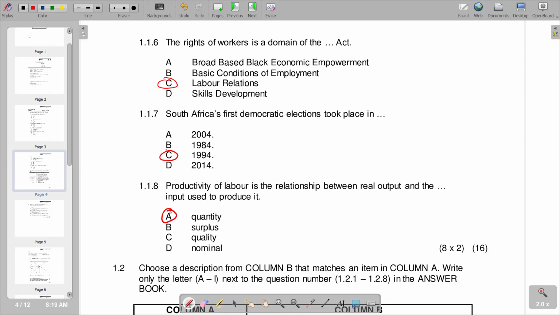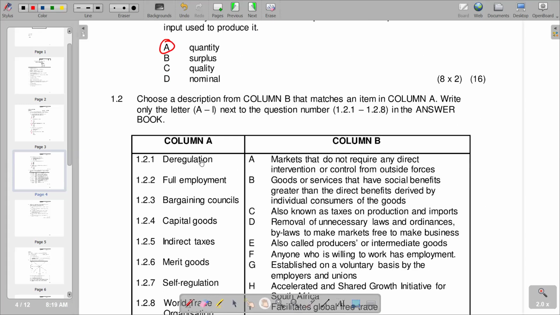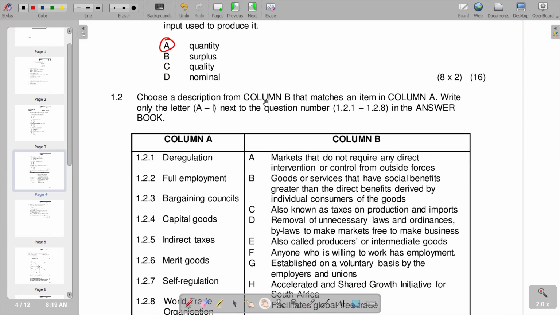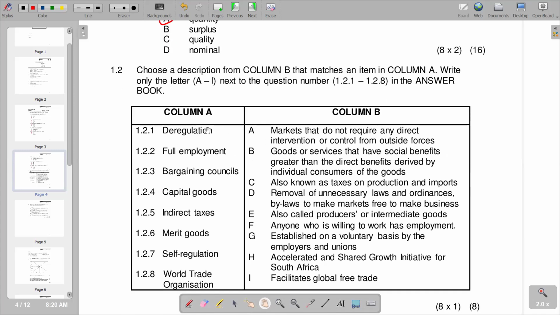So we go to the second section where we have 1.2, which is our matching section. Matching words. Choose a description from column B that matches an item in column A. Write only the letter next to the question number. That is 1.2.1 to 1.2.8 in the answer book. In column A, we are given the terms or words. Then column B, explanation. So you just pick the explanation that matches the word that we have here.